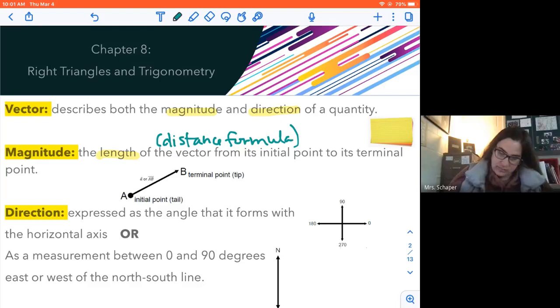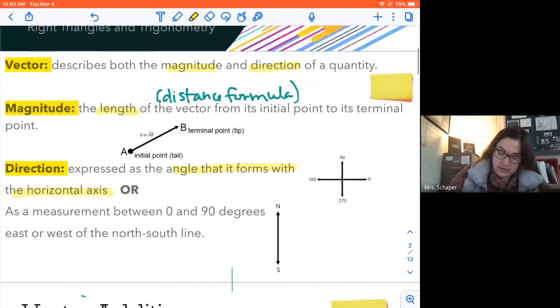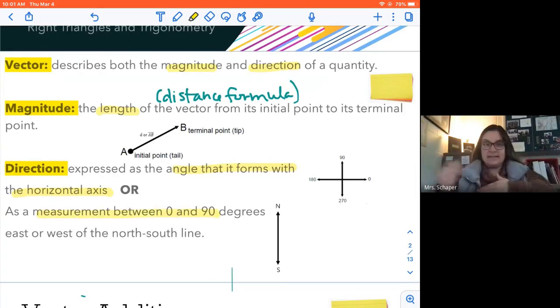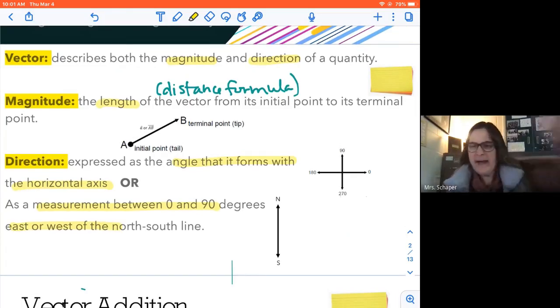The direction can either be the angle that it forms with the horizontal axis, or a measurement between 0 and 90, either east or west of north or south. We're going to explain them. You're going to get them. But a vector means both magnitude and direction.